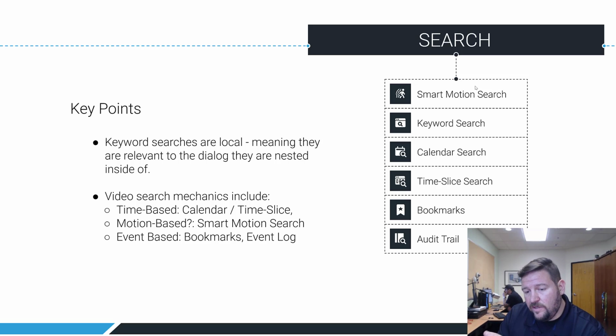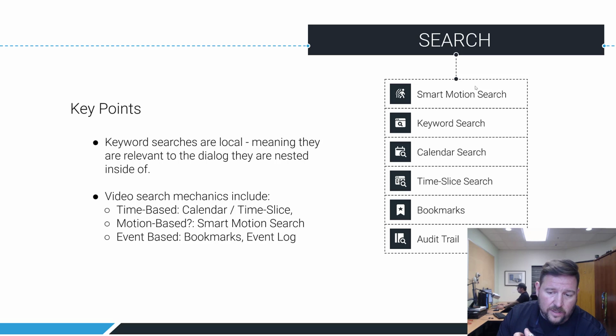Bookmarks allow you to create bookmarks on the timeline. So you can go in and tag specific segments of video, which can later be searched and recovered and played back and exported and a bunch of other things. Bookmarks can be created manually by the operator. They can also be created automatically with rules in the rules engine.